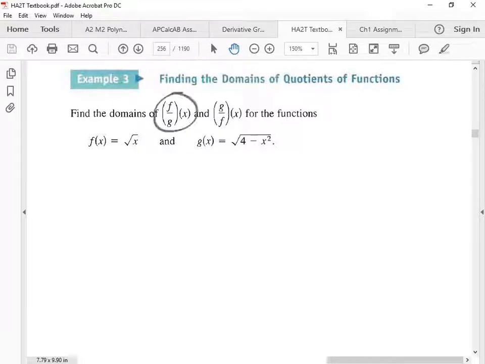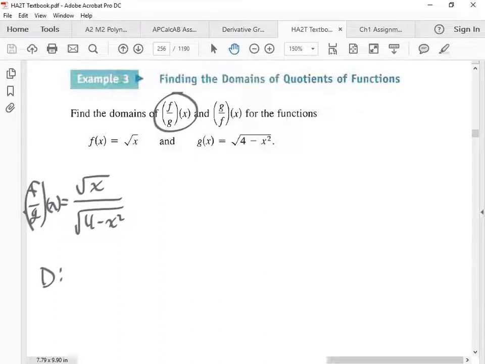This says f over g, so I'm going to put the f right there and then the g underneath it. So we have this: f over g of x equals that. I'm not going to simplify or anything like that because it doesn't ask me to. It just says, what can we plug into this? So the question just wants to know the domain.